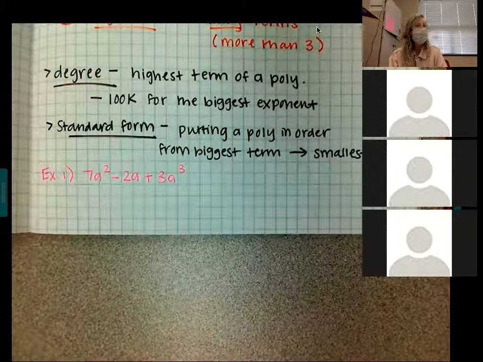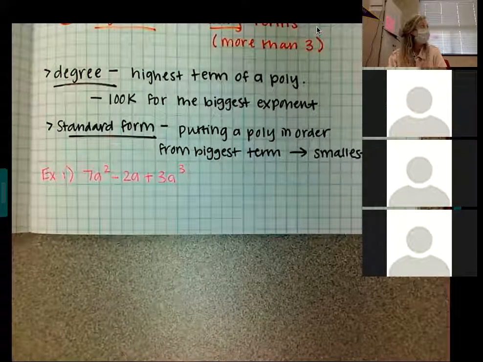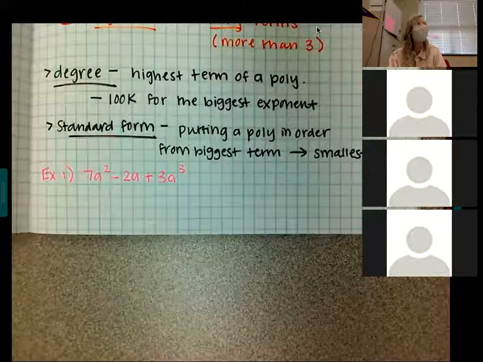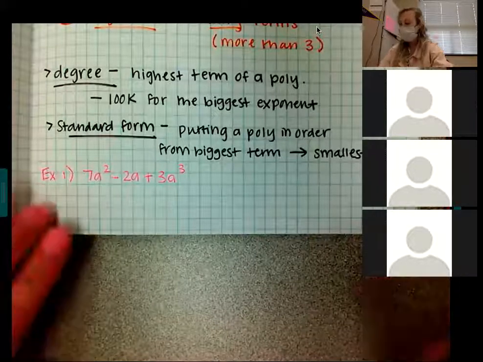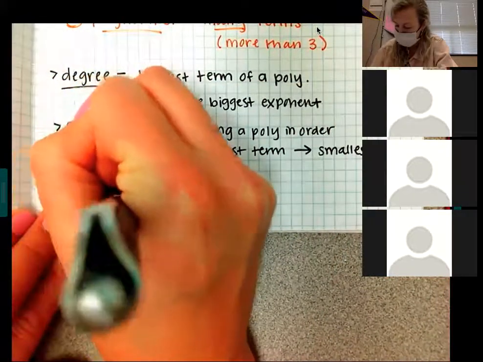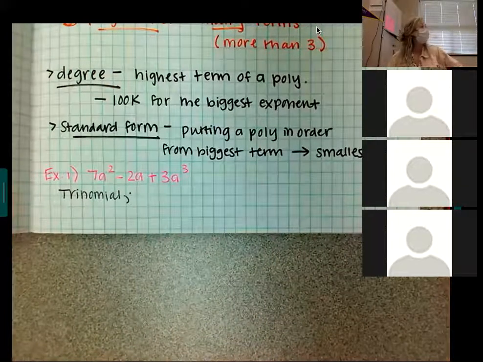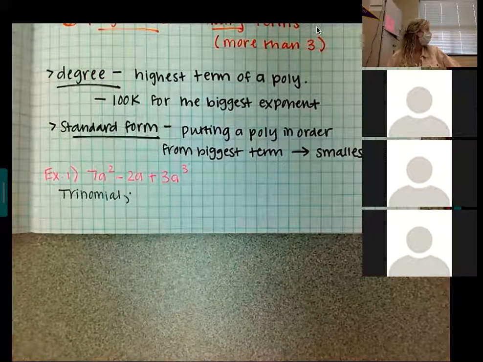Are y'all okay if we classify it first? Yes? All right, how many terms does this example have? 3, so what do we call it? Oh, y'all are smart. Trinomial. My girls at home, do y'all agree? Yep. All right, that is a trinomial. It has 3 completely different terms.